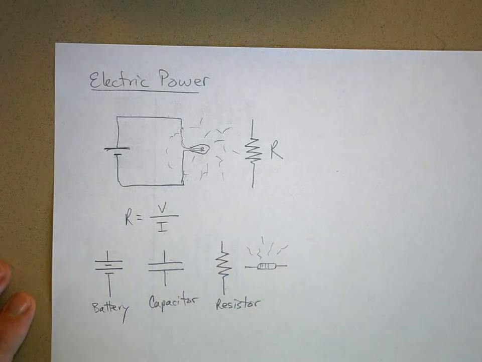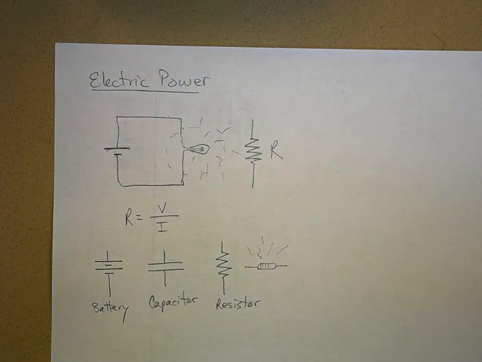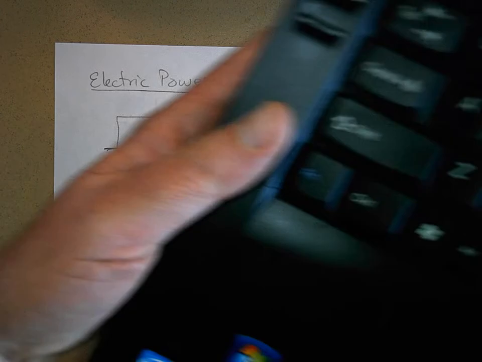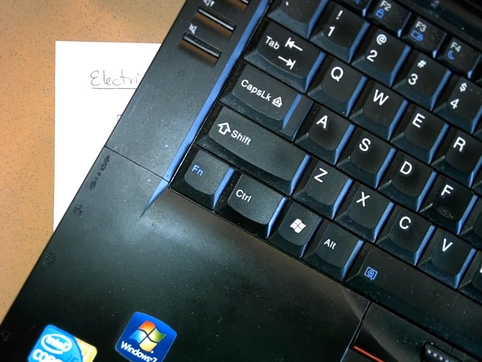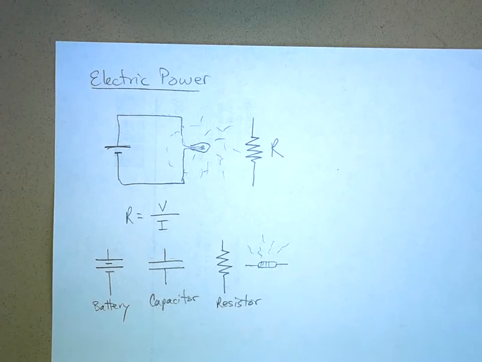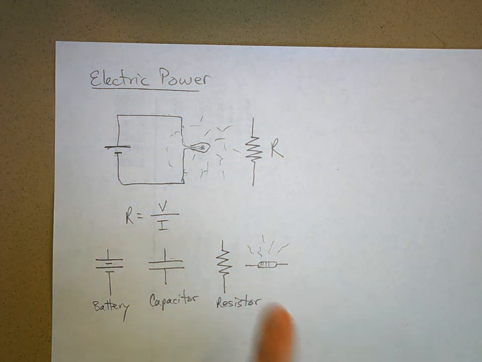Okay, and this is why your laptop gets hot. If you're using a laptop and it's been on for a long time, here's my laptop, and I feel the bottom of it, and it's all nice and toasty warm. Feels good on my hands. Well, that's because these resistors are removing... There's lots of little resistors in there, and they remove a little bit of the energy from the electricity.